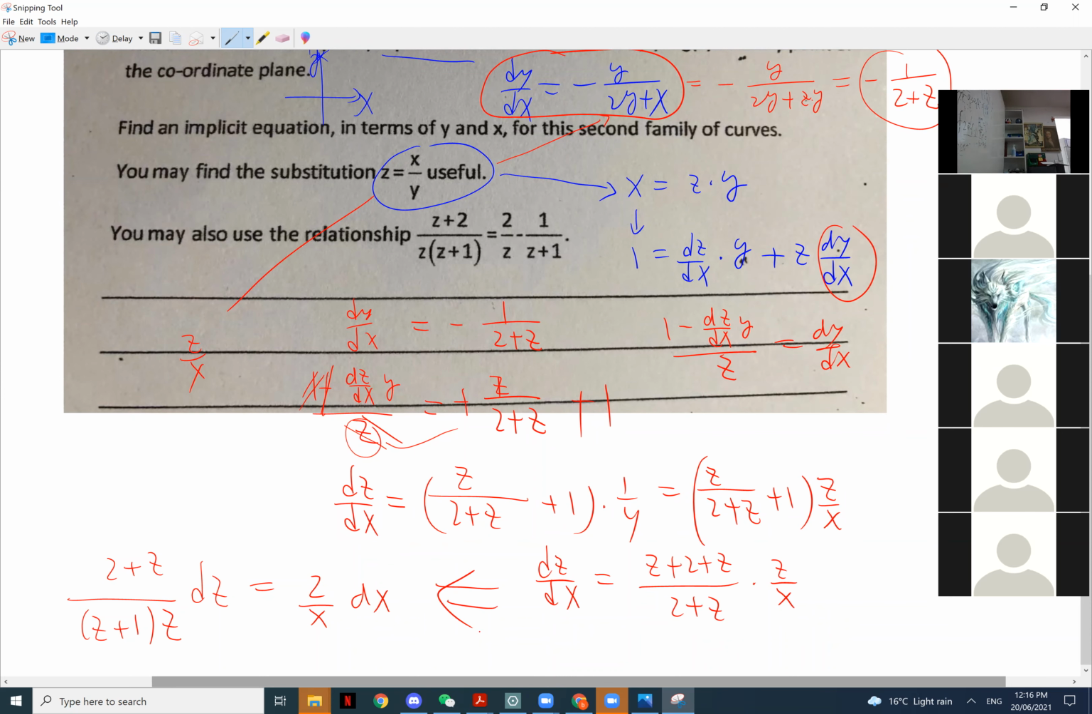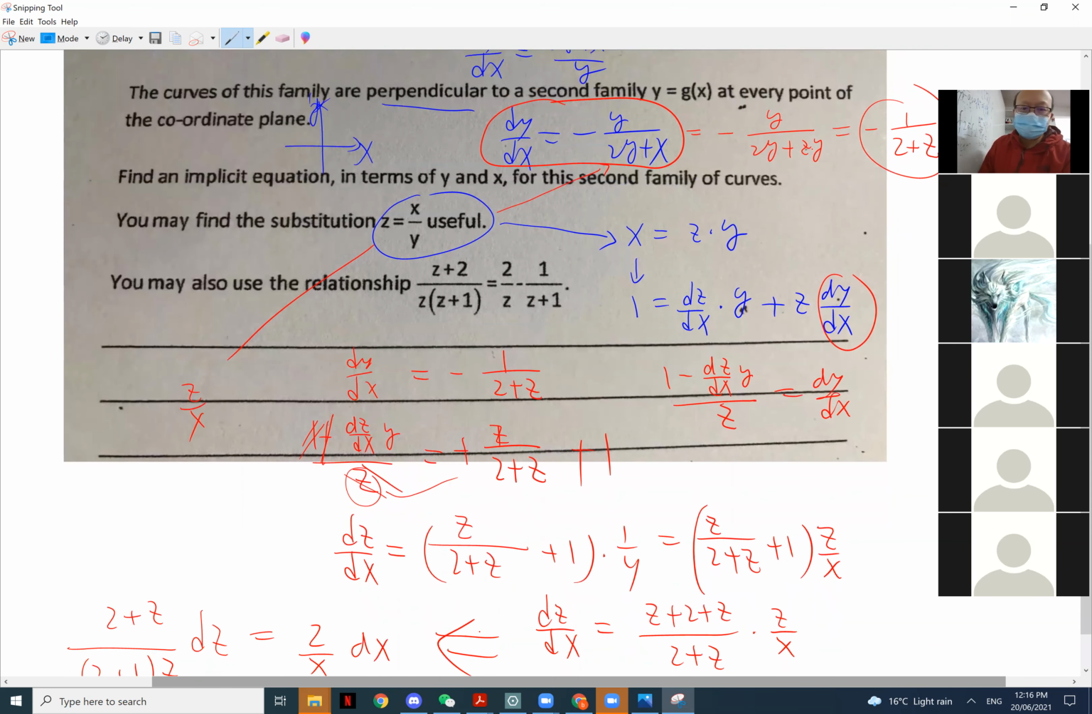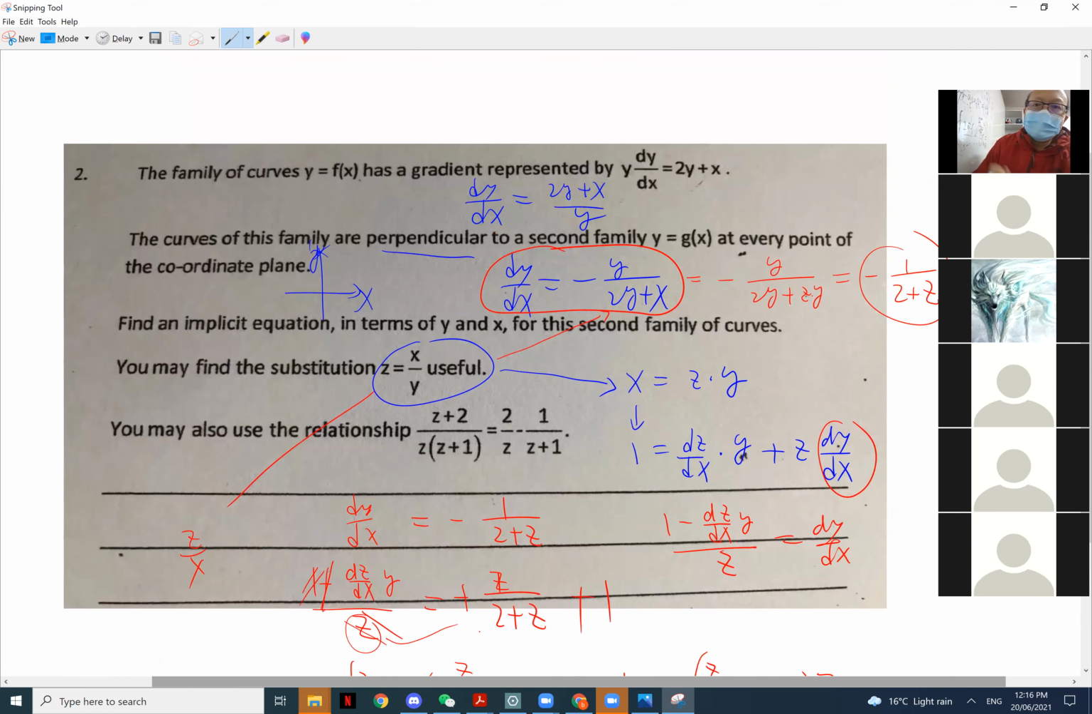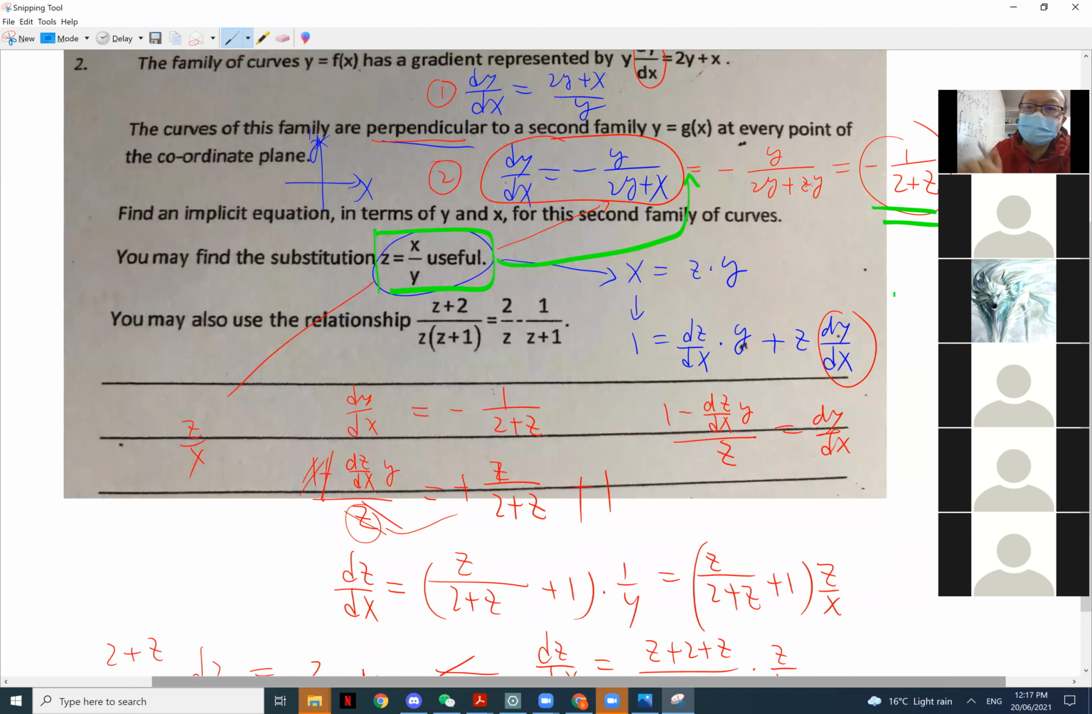The first step we did is right here. Original dy dx, first step. The second step, they say perpendicular will be negative reciprocal. That will be the second step. The third step, we try to use the given condition here, so you can simplify into this. That's the third step.